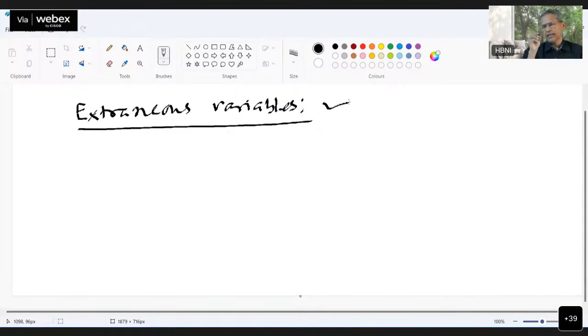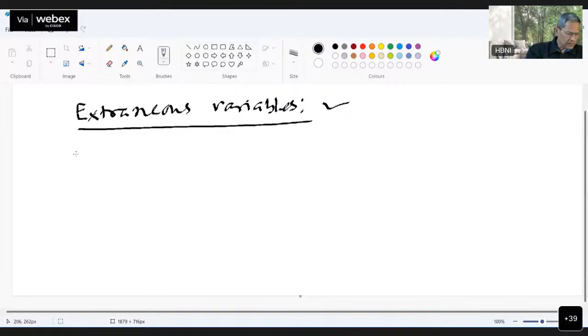That means in the equation I wrote, y is equal to mx plus c. Other than x, suppose there are some other independent variable on which this value of y can depend. That is called extraneous variable.